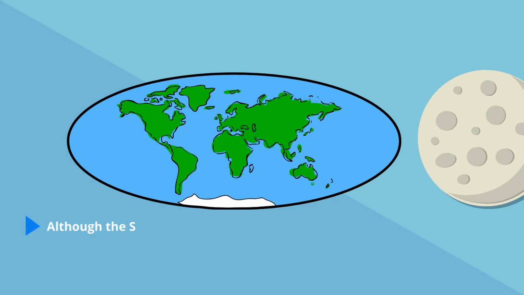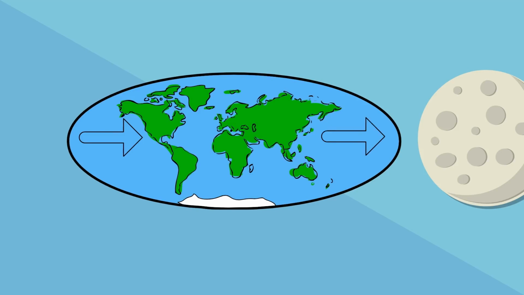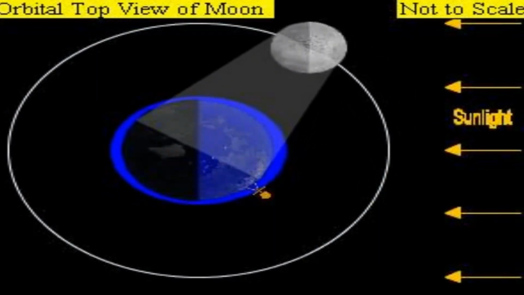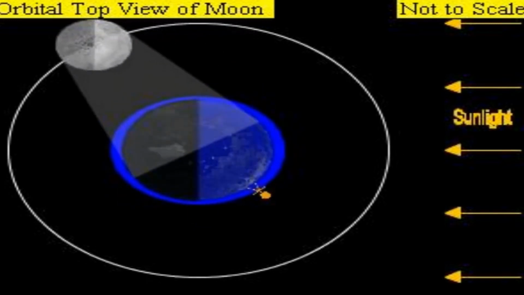Although the sun's gravitational pull on the Earth is 178 times stronger than the moon's, the tidal bulges it causes are much smaller. This is because, contrary to common belief, tides are not caused by the gravitational forces of the moon or the sun lifting up the oceans. Their gravitational pull is much too weak for that.